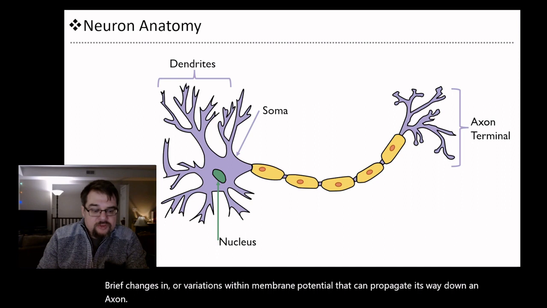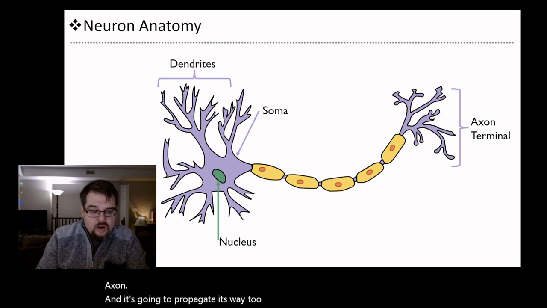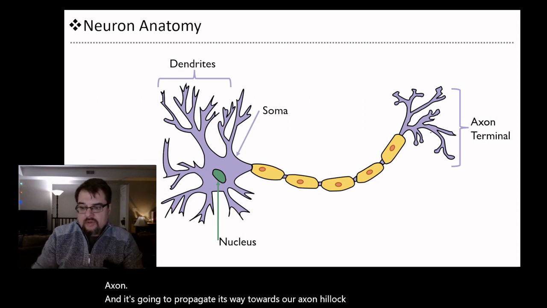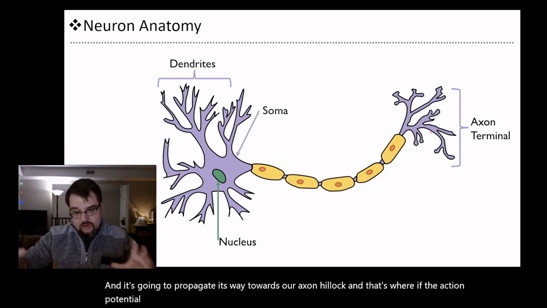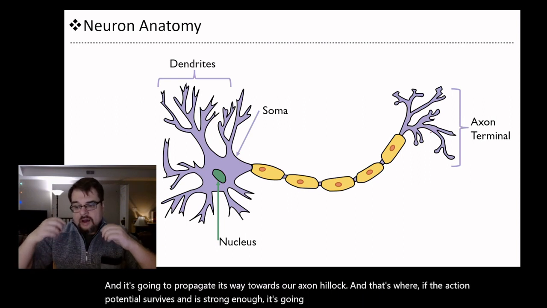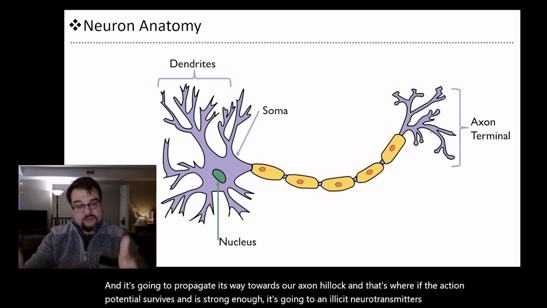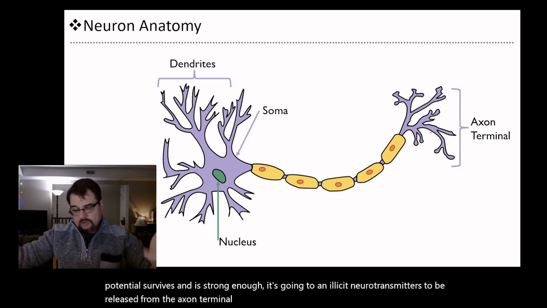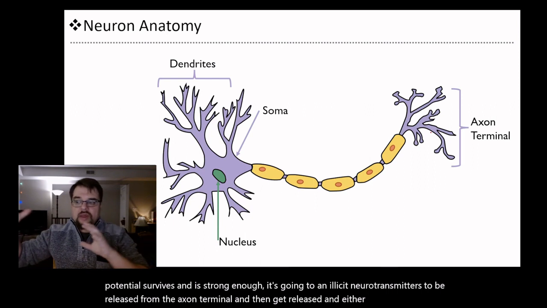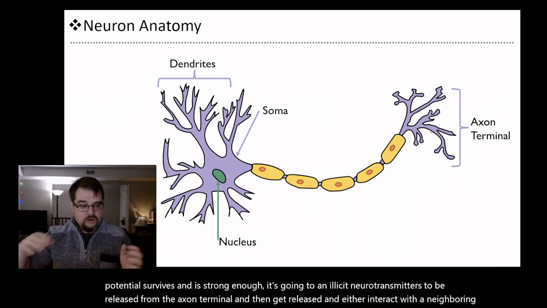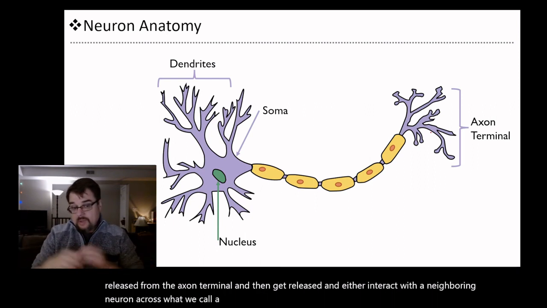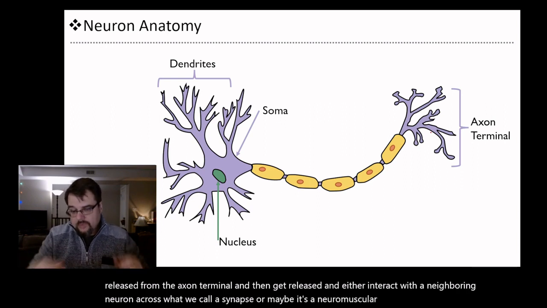It's going to propagate its way towards our axon hillock. And that's where, if the action potential survives and is strong enough, it's going to elicit neurotransmitters to be released from the axon terminal and then interact with a neighboring neuron across what we call a synapse, or maybe a neuromuscular junction, for example with a skeletal muscle.